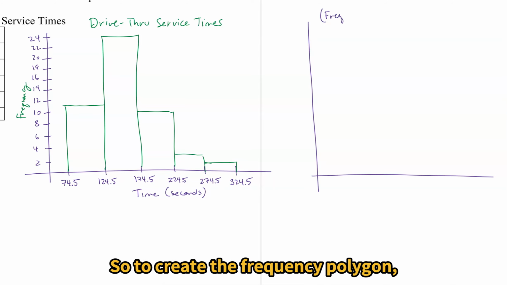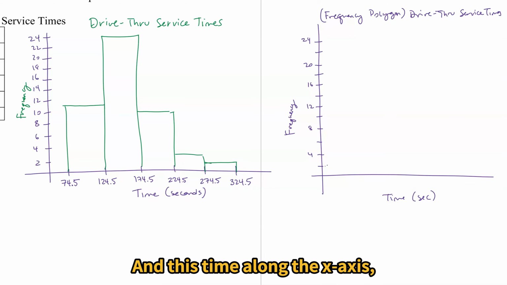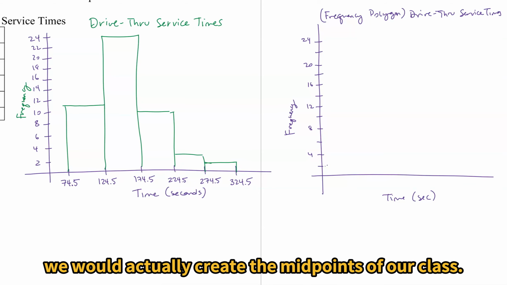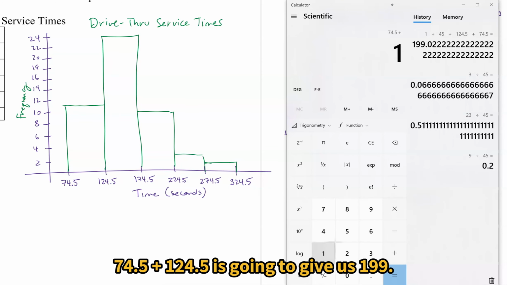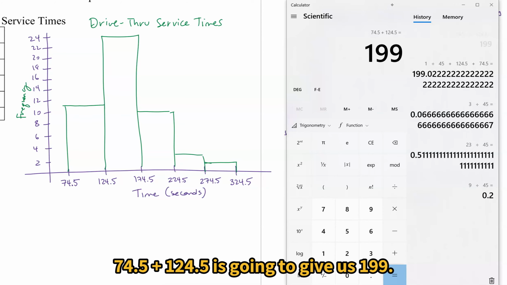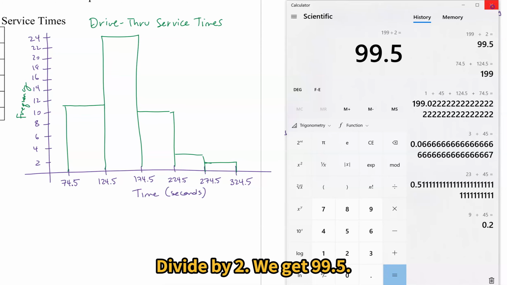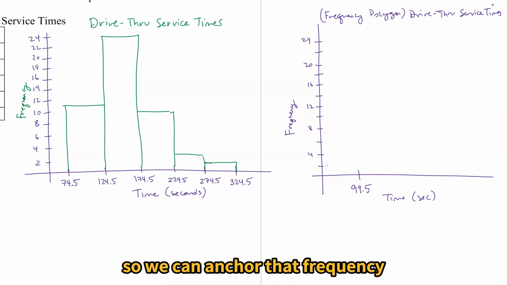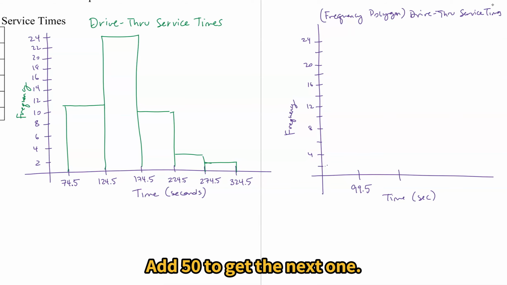So to create the frequency polygon, we can have the same y-axis. And this time along the x-axis, we would actually create the midpoints of our class. To create the midpoints, we're going to take our boundaries, 74.5 plus 124.5 is going to give us 199. Divide by 2, we get 99.5. We're going to leave a little bit of room so we can anchor that frequency distribution to the x-axis. We have 99.5. Add 50 to get the next one.